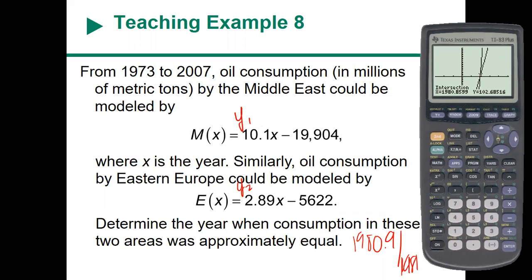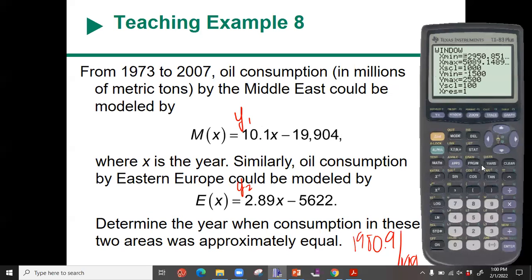Okay. Questions about what I did? You press window to change your window settings. Okay. Any other questions? Okay, that concludes our example about graphing to find the solution. Okay, I posted the other one yesterday and I'll post this one today, but that's graphing.